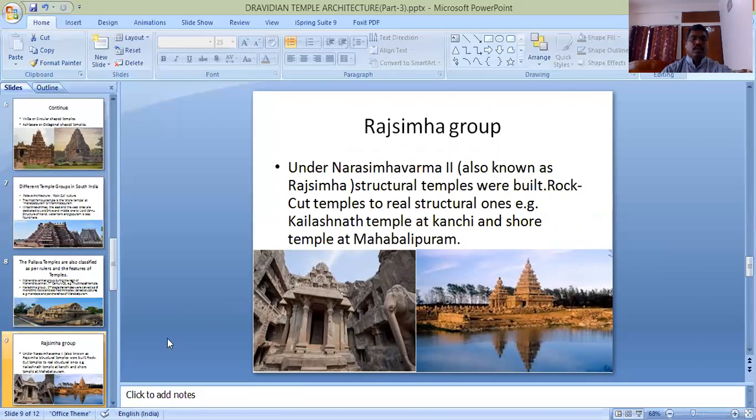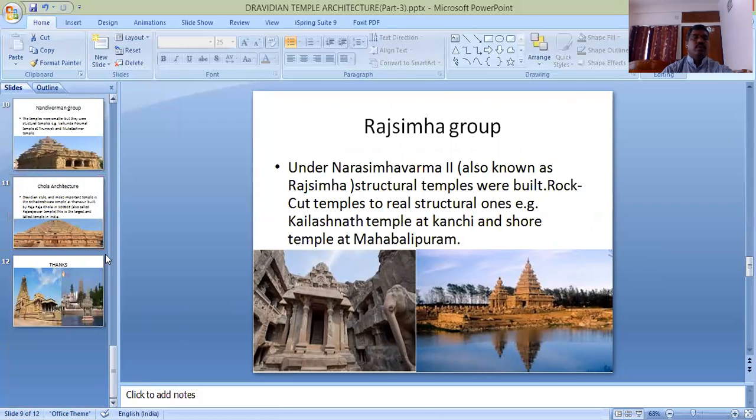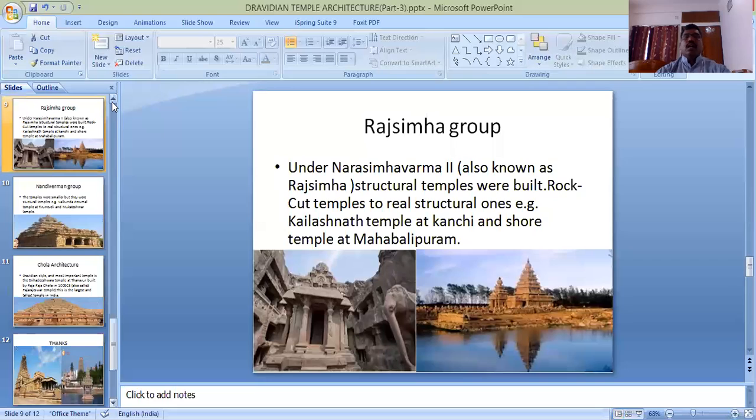Rajasimha temple architecture is also related with the Pallava temple architecture, known to us as the Rajasimha group under Narasimha Varman II, also known as Rajasimha. Structural temples were built during this period. Rock cut temples to real structural ones, that is Kailasnath temple at Kanchi and Shore temple at Mahabalipuram, are specified by the Rajasimha group.